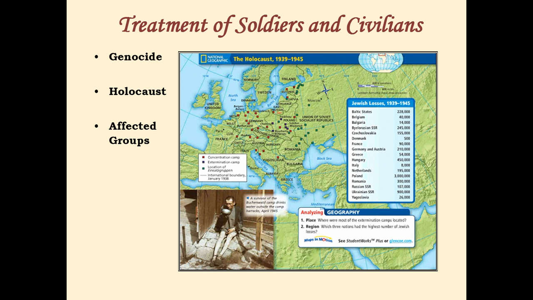You can see on the map different concentration camps and different extermination camps where people were killed. A lot of these extermination camps were in modern-day Poland. You can see the graphic shows you Jewish losses. Obviously 6 million Jewish people died in the Holocaust, but there were other affected groups too. 3 million other people died, including Polish people, Eastern European people, Jehovah's Witnesses, etc.